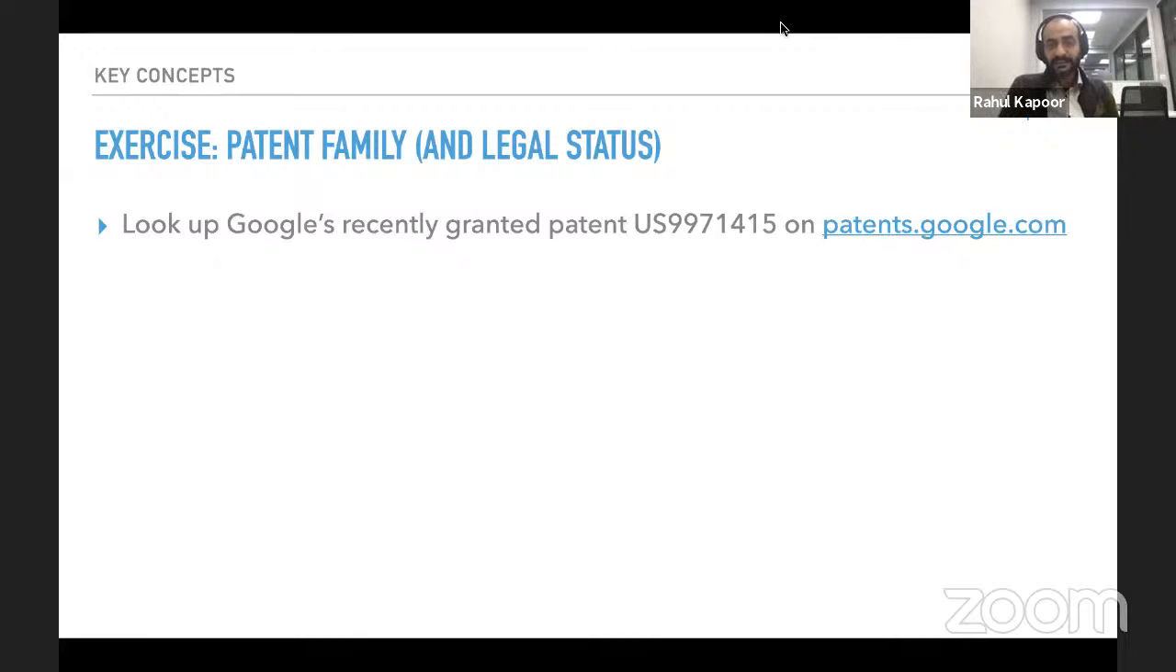So okay, for the first exercise, I would like you to see this patent. I've written the patent number. All you have to do is go to patents.google.com and type in this patent number. It's not recently granted. Actually, it's around 2017. I think it was granted then, so just search for it, and we will get back to each other. Meanwhile, I'll just check some chat.